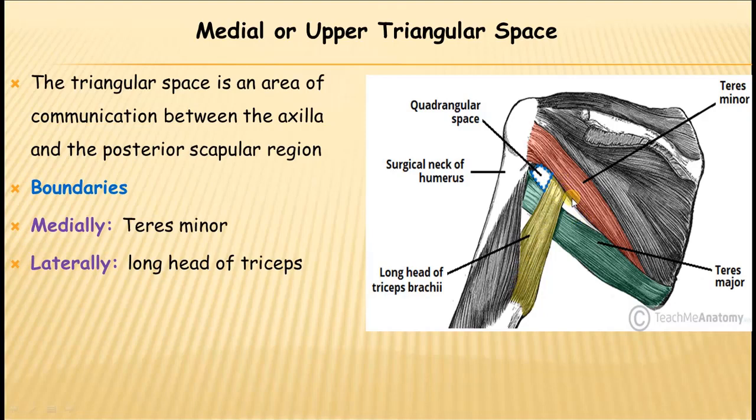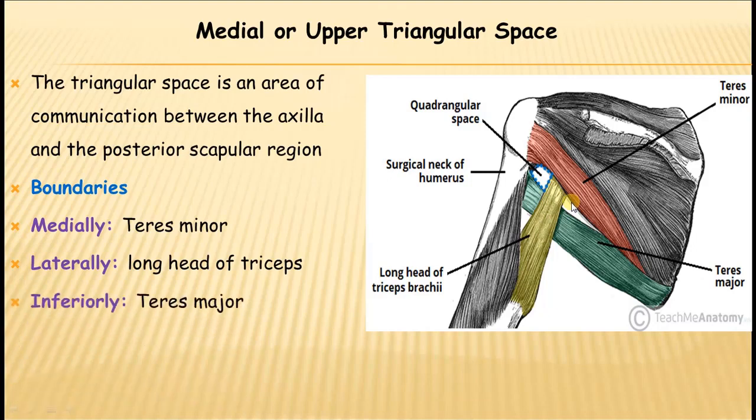So once again, I will repeat the boundaries of the upper triangular space. Teres minor above, teres major below, and laterally you have the long head of triceps. So what passes through this upper triangular space?